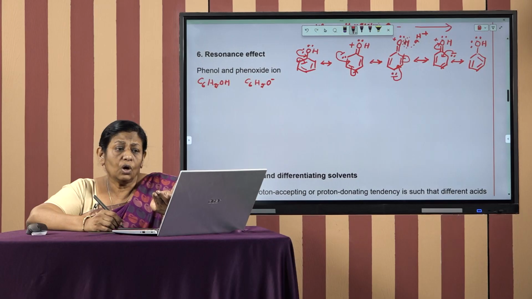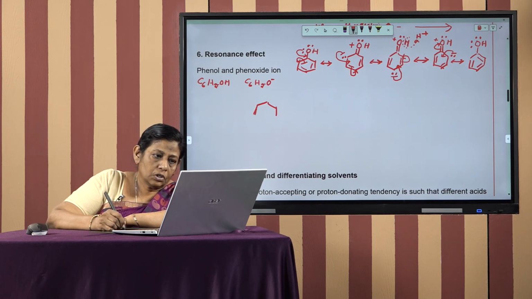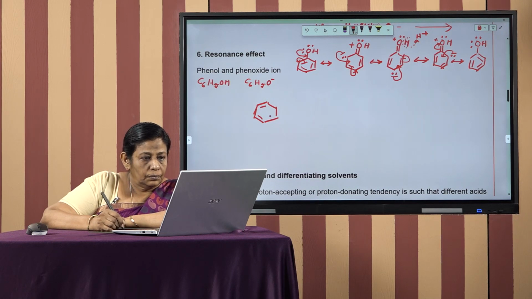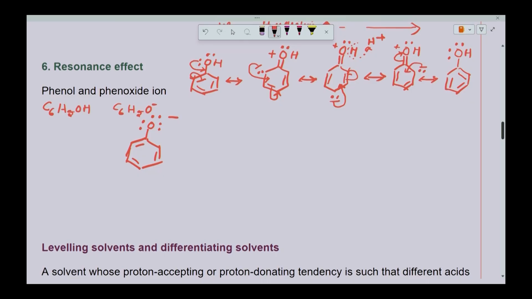Now, once H plus is lost, we have the phenoxide ion. Now let us see what is the case of a phenoxide ion. O, with the lone electron pair from hydrogen, that bond pair, and the other bond pair, and with a negative sign. This phenoxide ion, just like phenol, can utilize one of its lone pairs to create a bond over here and this shifts to this corner.